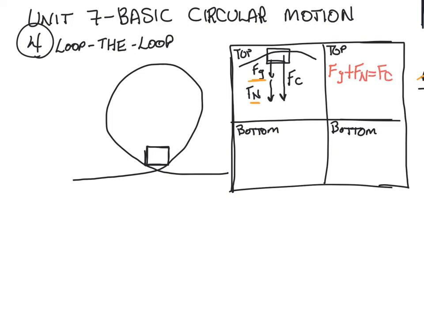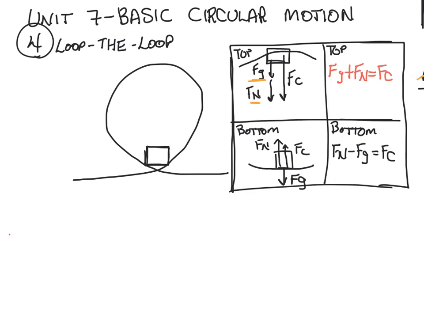At the bottom of the loop, the free body diagram looks different. At the bottom of the loop, you've got your force of gravity, you've got your normal force, and you've got your centripetal force. Notice how at the bottom of the loop, the normal force and the force of gravity are not added together to produce the centripetal force. Rather, they are subtracted. And which one's always bigger? The normal force is at the bottom of the loop.